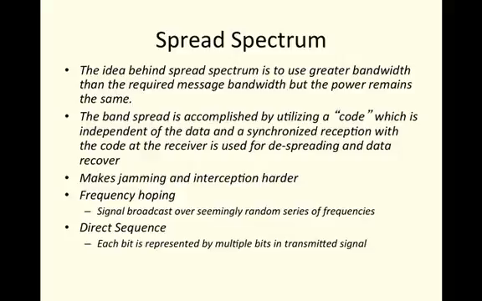Spread spectrum is of two types. It can be frequency hopping spread spectrum. It can also be direct sequence spread spectrum. Basically, a frequency hopping spread spectrum broadcasts the signal over a seemingly random series of frequencies, while in a direct sequence spread spectrum each bit is represented by multiple bits in the transmitted signal.